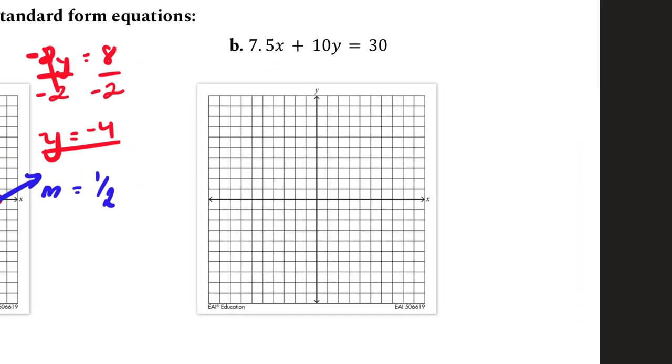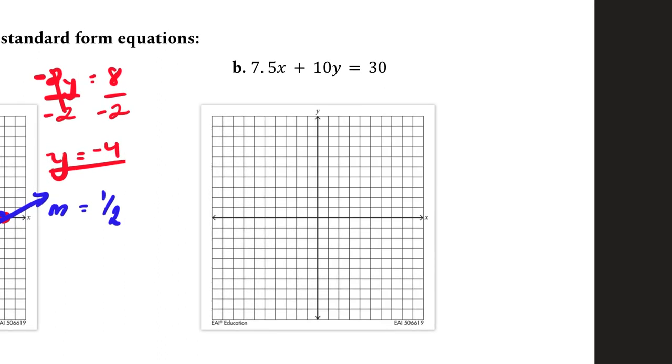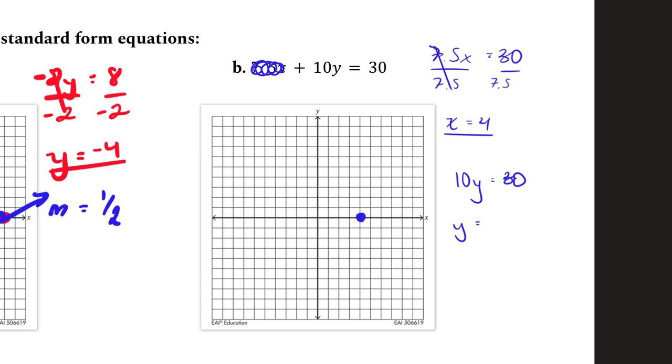Alrighty, so now this next one, 7.5x plus 10y equals 30. Let's find the x-intercept first. I'm going to mark this out, and we have 7.5x equals 30. Then just divide both sides by 7.5, and that is going to give us x equals 4. So our x-intercept is 4, so I'll put a point at 4. Now the y-intercept: let's mark out x, and we have 10y equals 30. If we divide both sides by 10, we just get y equals 3.